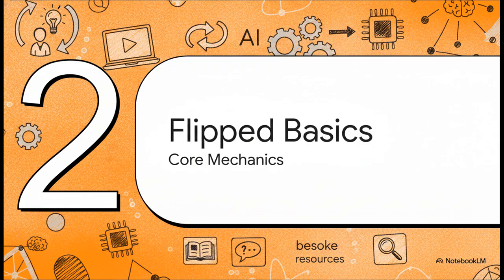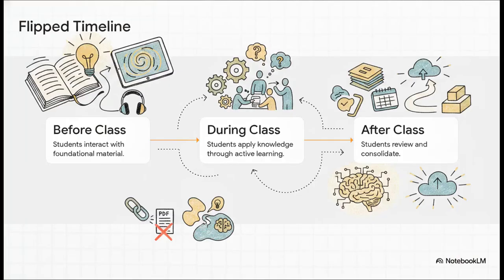Which brings us to Section 2, Flipped Classroom Basics. A highly functional flipped classroom really boils down to a 3-step timeline. Before class, students need to interact with foundational material. During class, they actually apply that knowledge through active learning. And then after class, they review and consolidate. But here's the catch. If that before-class material is just some static, boring PDF that puts everyone to sleep, the whole chain literally breaks. You need dynamic, custom resources at every single stage to make this work. So the big question is, how on earth do we build all that without completely burning out?